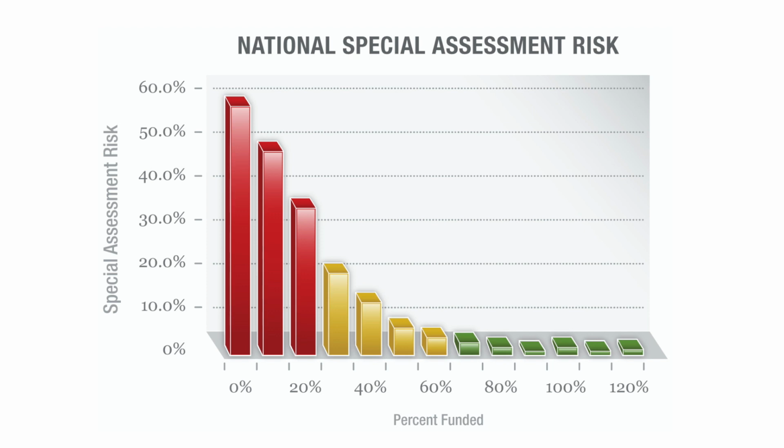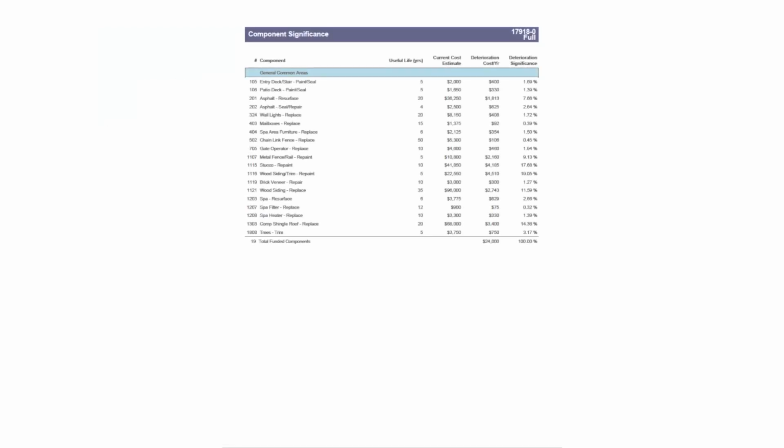Now that we know percent funded, let's take a look at the total annual deterioration. This is found on the component significance table. This will show us the total cost per year in deterioration for a particular client. Think of this as the bill that a client has to pay each year just to break even on the ongoing deterioration that occurs at a property.